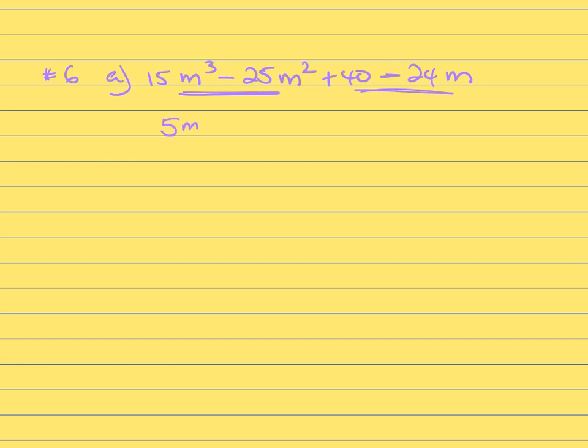Number 6. Want you to factorize the following. So 15m cubed minus 25m squared plus 40 minus 24m. So we look to see what's common. So what's common in the first one is 5m squared, and we're left with m minus 5.